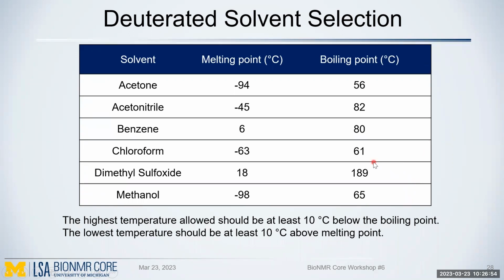For example, if you want to run high temperature NMR experiments, then DMSO will be a good choice because it has a high boiling point. And if you want to run low temperature experiments, then choose something like acetone, acetonitrile, or methanol, which have low melting points. So the general rule is that the highest temperature allowed should be at least 10 degrees Celsius below the boiling point, and the lowest temperature should be at least 10 degrees Celsius above the melting point.